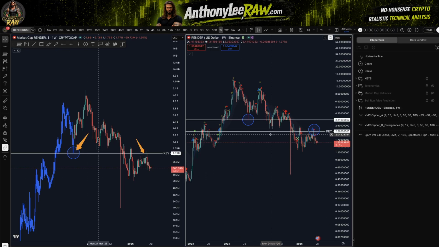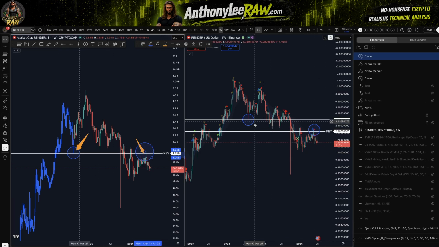But I hope that makes sense, okay? It's the same exact level on market cap, the exact same level, but price is at two different areas because you've diluted the market. I hope that makes sense.